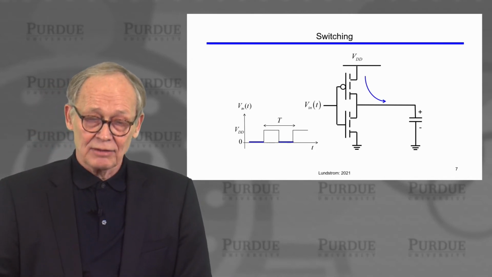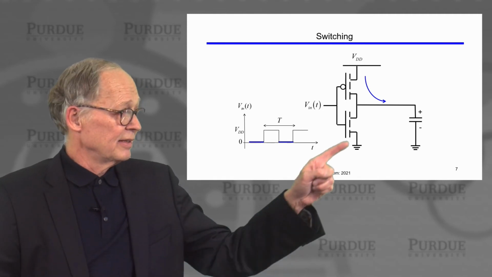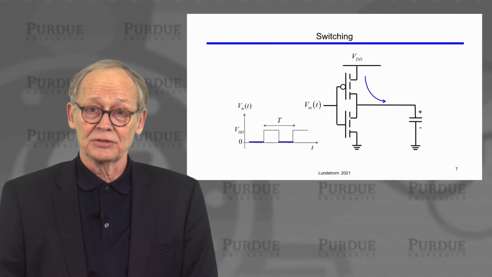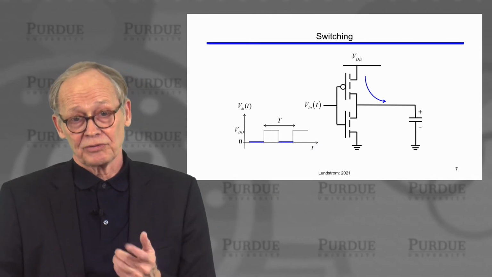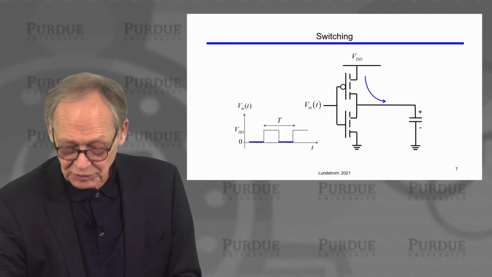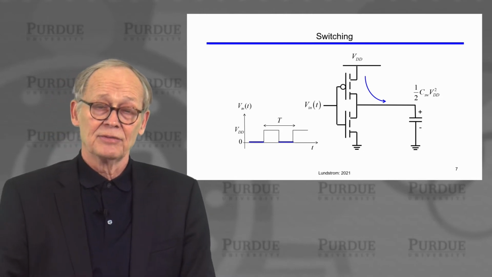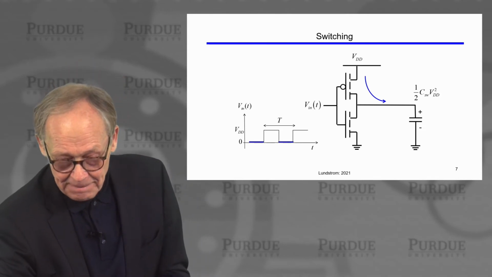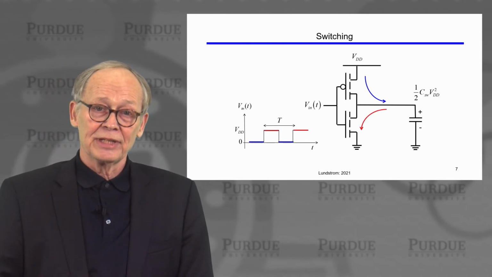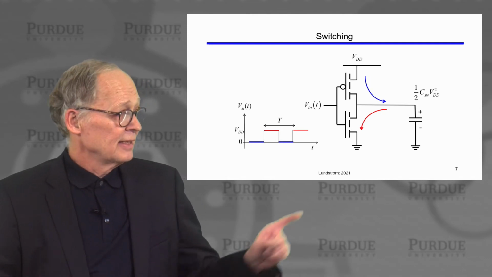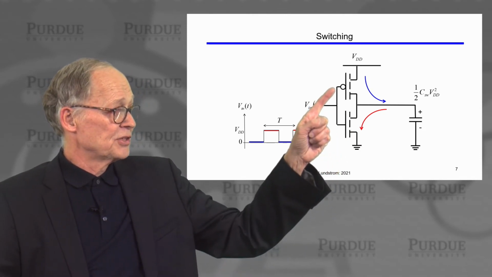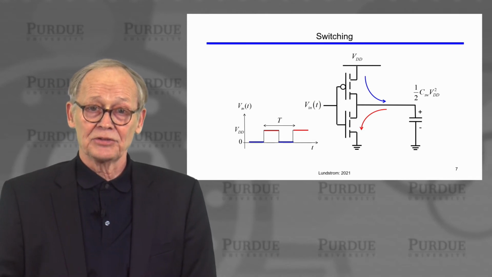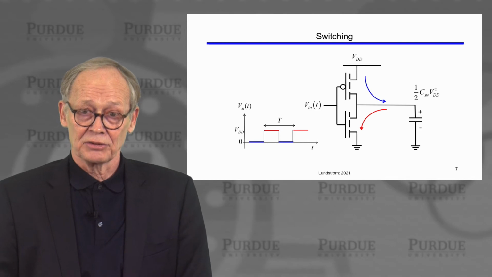Well, if we have a low voltage on the input, the NMOS device is turned off, the PMOS device is turned on, connected to the power supply, current flows from the power supply and charges this capacitor up, and we store an energy of 1/2 C VDD squared in the capacitor. Then on the next cycle, when the input signal goes high, the N-channel device turns on, the P-channel device turns off. That energy stored in the capacitor now is dumped to ground through the N-channel transistor.